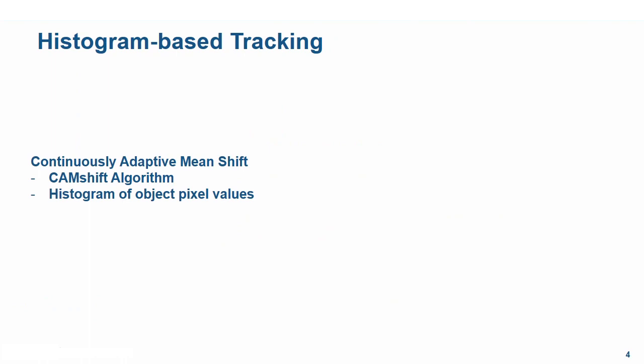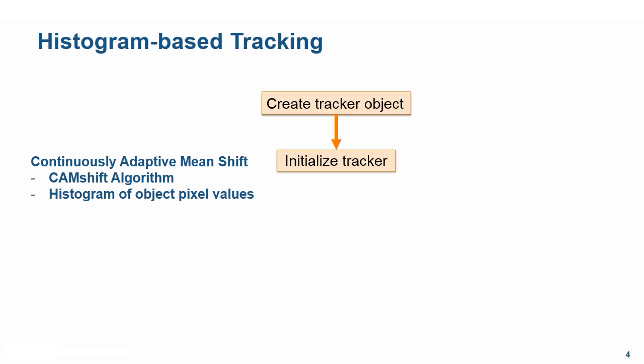The histogram-based tracker uses a continuously adaptive mean shift algorithm for object tracking. The tracked object is identified by the histogram of object pixel values based on color or intensity. There are three steps to do this. First, we create the tracker object. Then, we initialize the tracker with the initial region of interest. Then, we loop the tracking algorithm over the frames in a video to track the object of interest. Let's switch to MATLAB to see how we can do this.